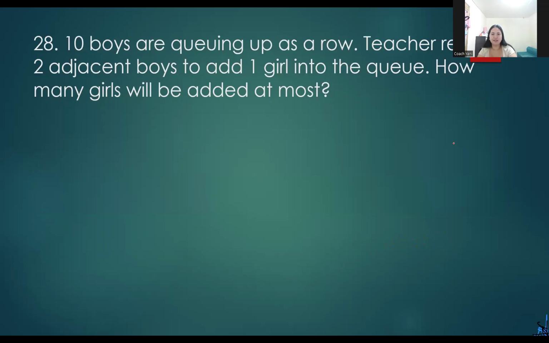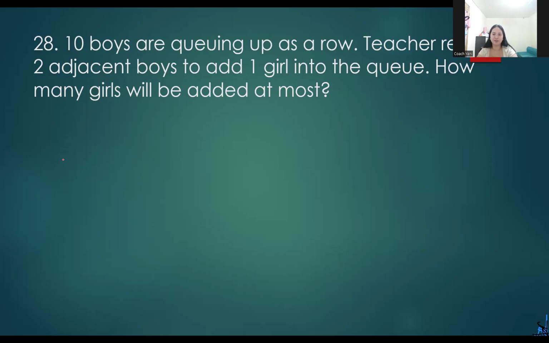Seth, can you read? Just read. 10 boys are queuing up as a row. Teacher requests 2 adjacent boys to add 1 girl into the queue. How many girls will be added at most? Okay. So Kauri, can you answer? What's the answer? 5. Okay, very good.